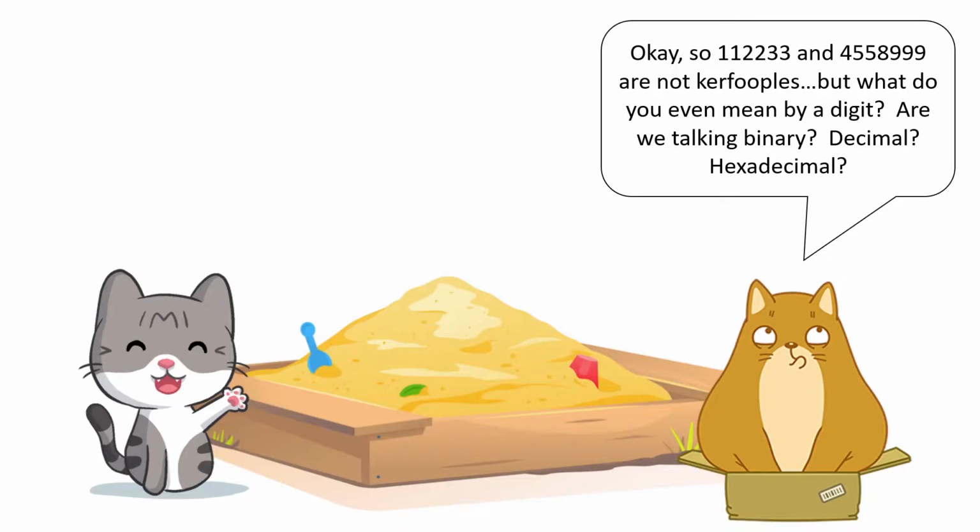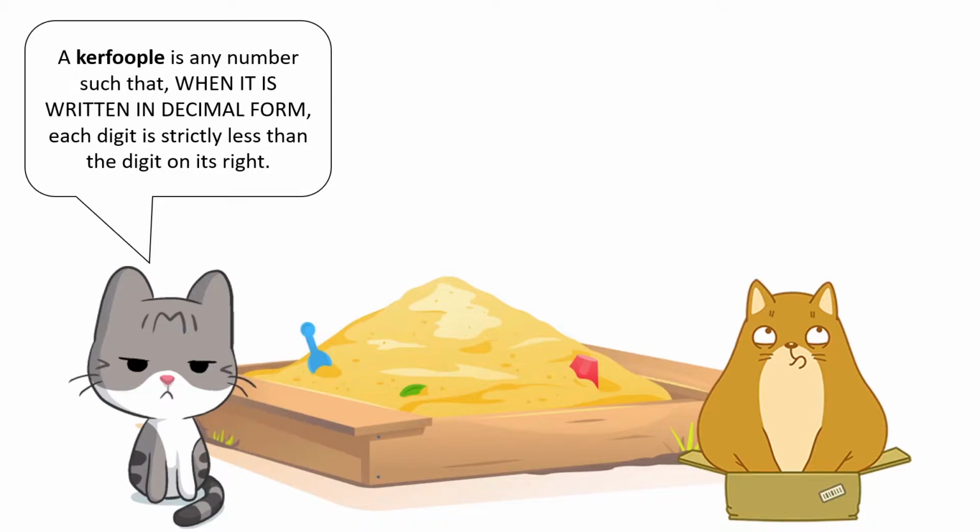So we have to be specific and say that we're talking about numbers represented in decimal form, and decimal form means using the digits 0, 1, 2, 3, 4, 5, 6, 7, 8, 9. So we can revise our definition again to be like this. A Curfupal is any number such that when it is written in decimal form, each digit is strictly less than the digit on its right.